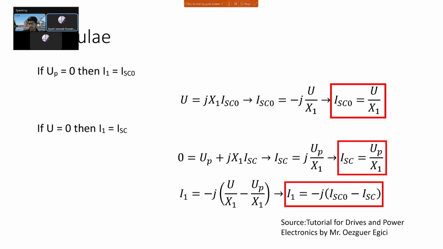Now we are looking at the special cases. UP equal to 0 is happening at no load condition. Short circuit basically means a short circuit across the terminals of the supply, so U goes to 0. So this is at 0 RPM. It's still the same equations that we had previously, just some terms become 0, so the equation simplifies and we are able to find the values of short circuit current ISC and ISC 0. So this is U by X1 and UP by X1.